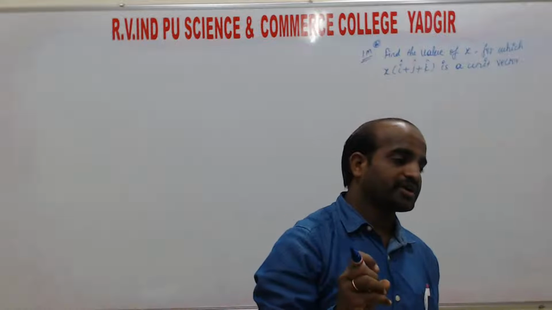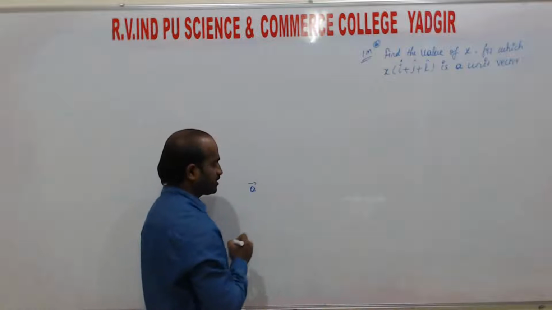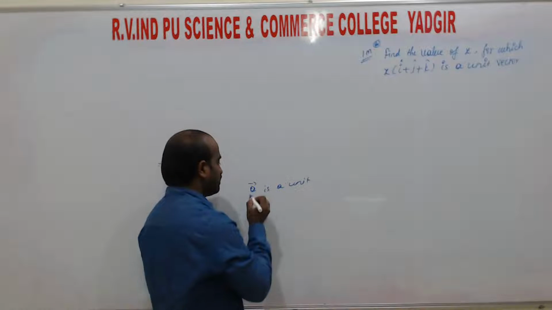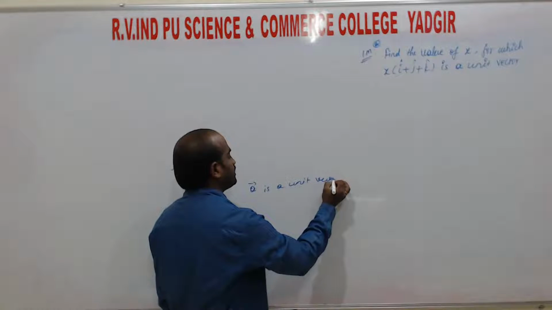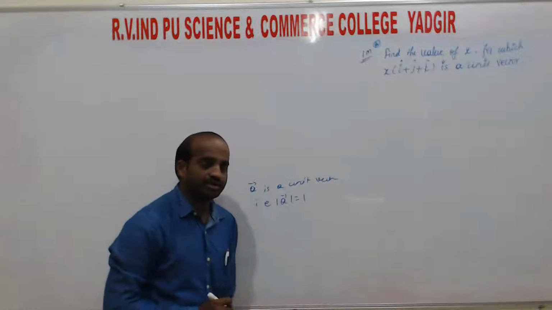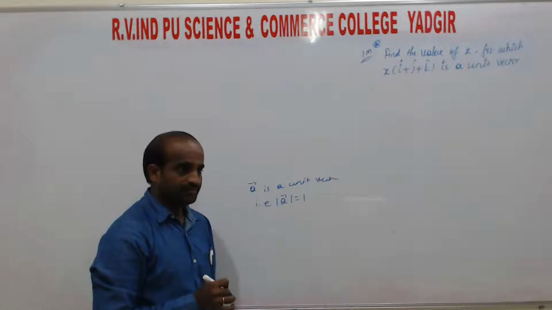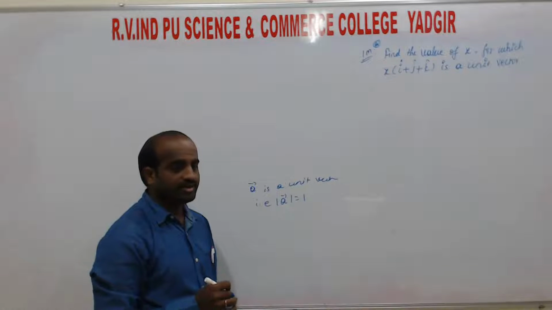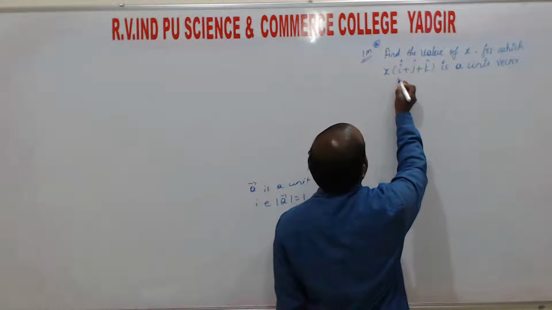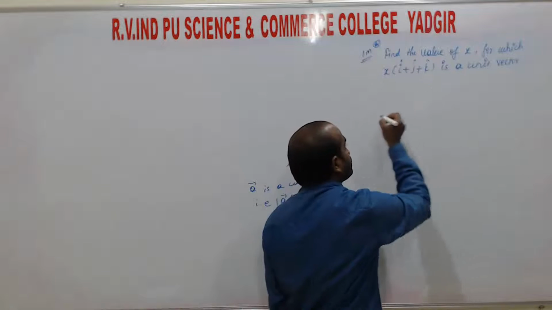If a vector is a unit vector, then the magnitude of the vector is 1. That is the definition: a unit vector is a vector whose magnitude is 1. The direction of vector A is given by A vector divided by the magnitude of A vector. Already mentioned, x into (i plus j plus k) is a unit vector whose magnitude is 1.